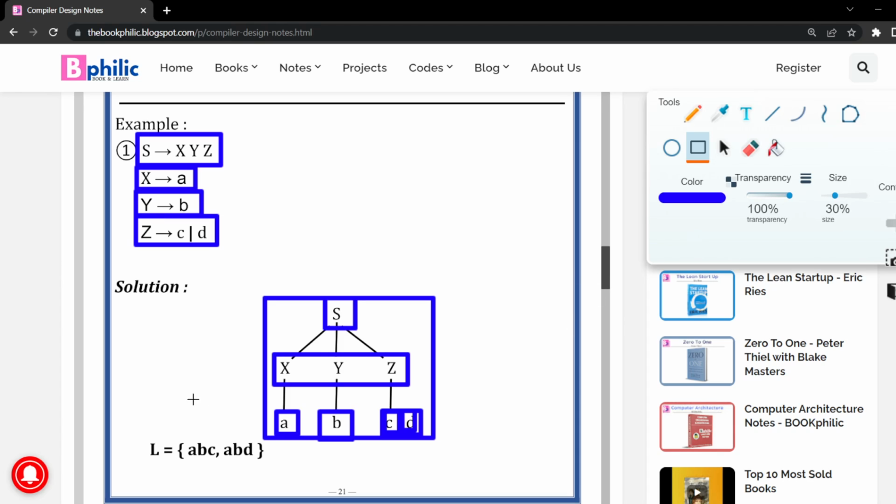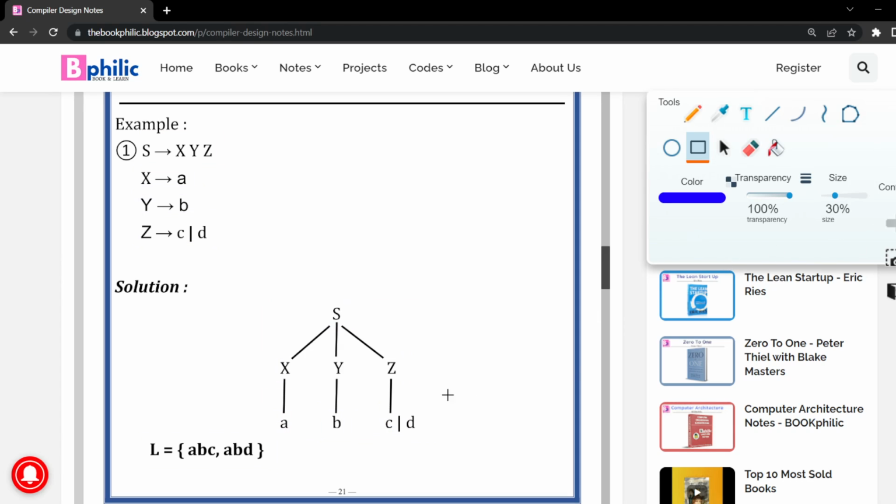So now we have to understand which language the grammar has produced. So we have to see that we have gotten this capital S, this is small a, this is small b, or this is small c. So first of all this abc has been generated from this grammar. So this is a language, and at last we are getting small a again, small b again, and in place of c we have written d. So we have gotten this abd.